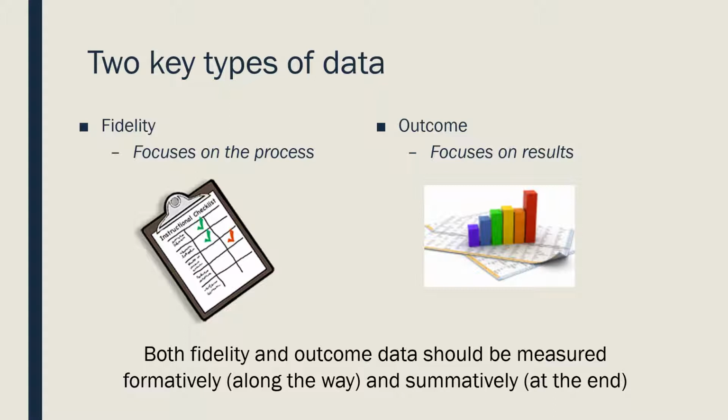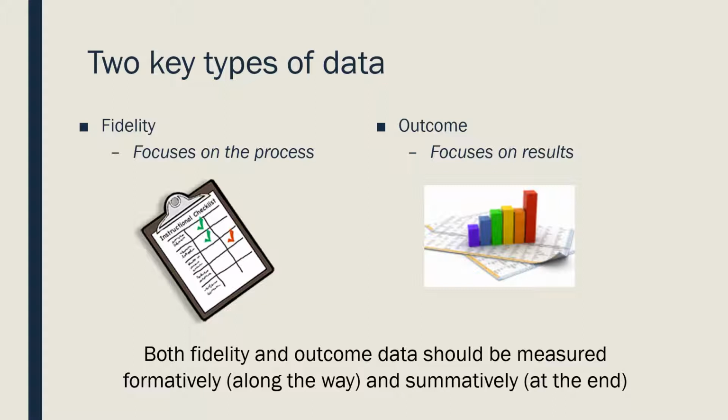For example, formative measurements of fidelity might include checklists that evaluate progress on implementing key parts of an innovation or intervention. As coaching and training progresses, fidelity measures can help to tell the story about how well the process is being implemented. And they can describe whether or not the process is being implemented as intended.